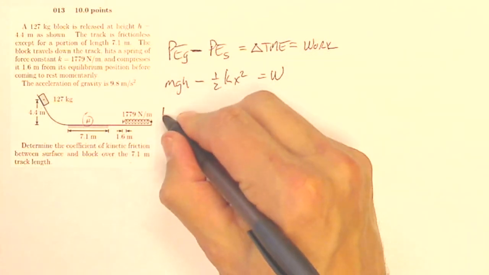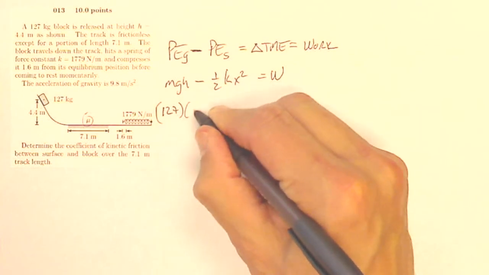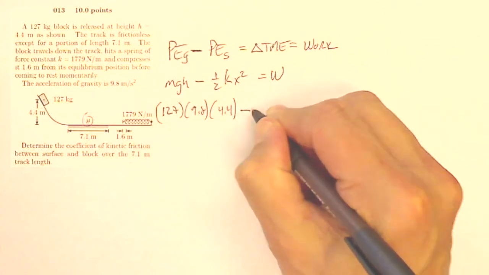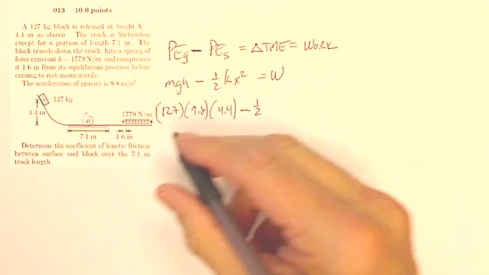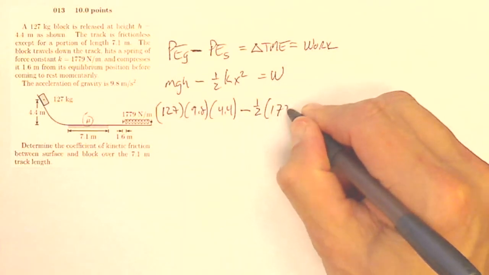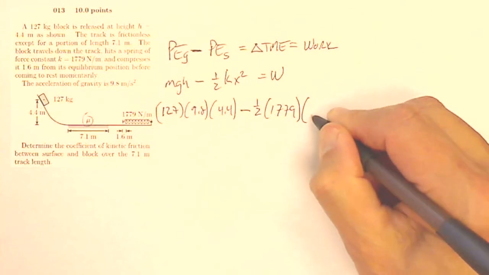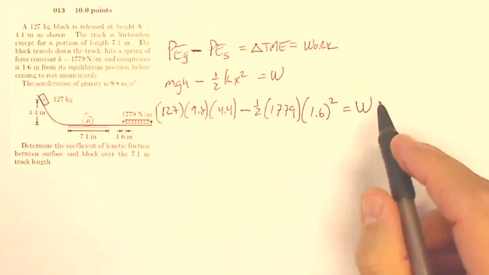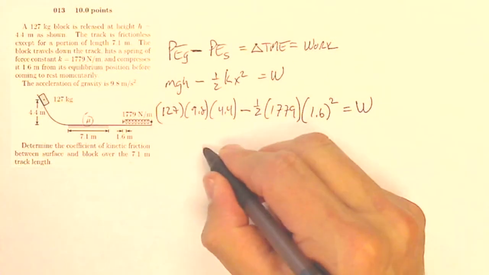So this is a mass of 127, gravity is 9.8, my height is 4.4 meters, minus 1/2 of k of 1779 times x squared, that's 1.6 squared, is going to equal the amount of work. So all that's going to give me some number of work.